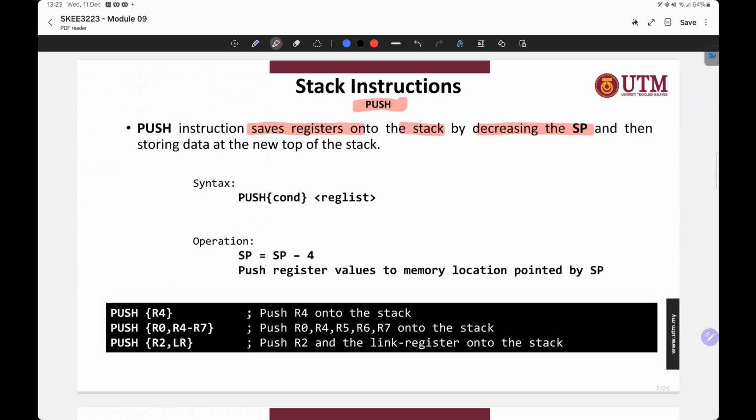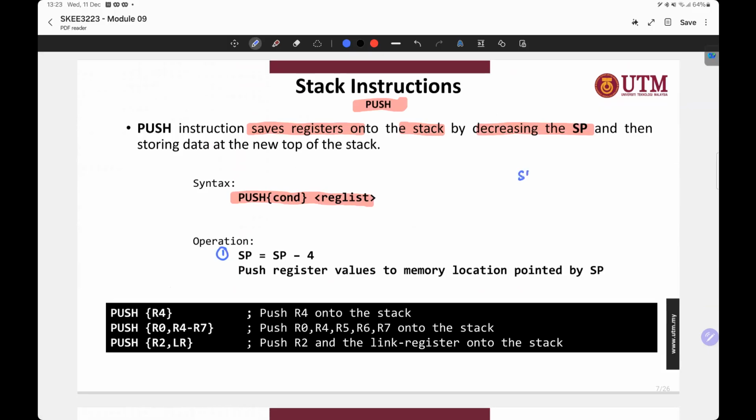This is the syntax: PUSH register list. You can push followed by the register list, where reglist means the registers list. Either you're going to push one register or multiple registers at the same time, no problem. And this is the operation. By looking at this operation, you can see what happened. First, the stack pointer will minus 4. SP minus 4 means it minus 4 bytes.